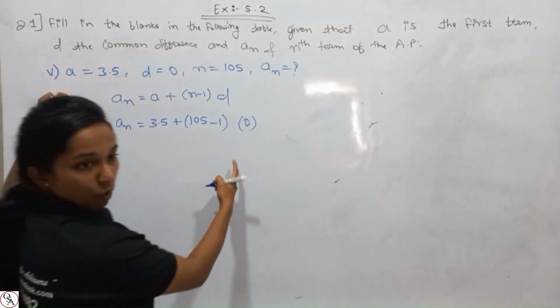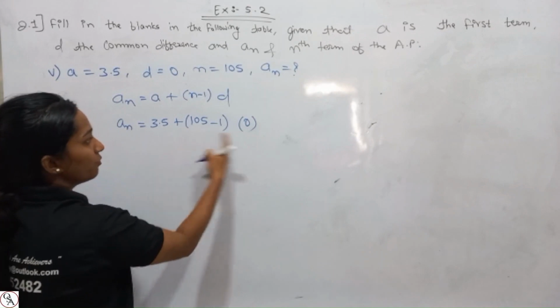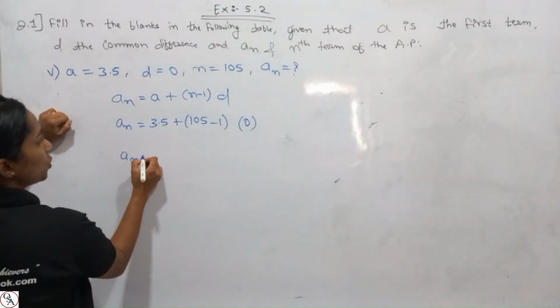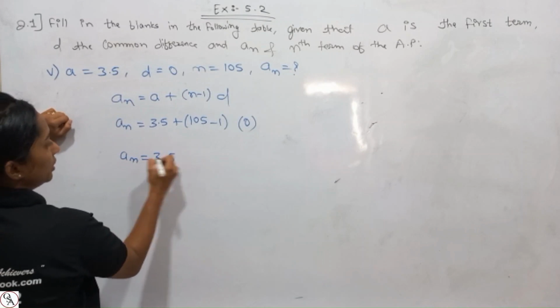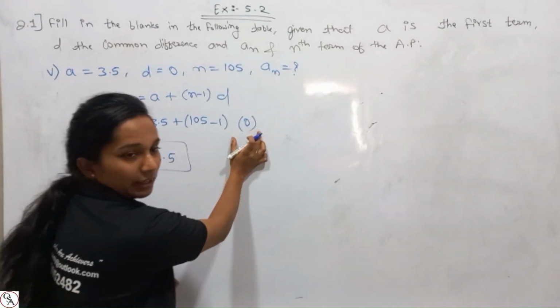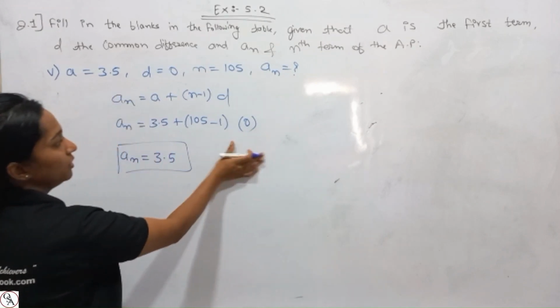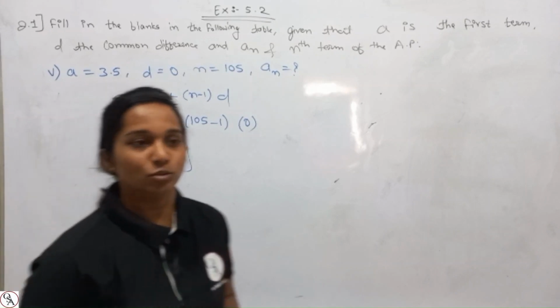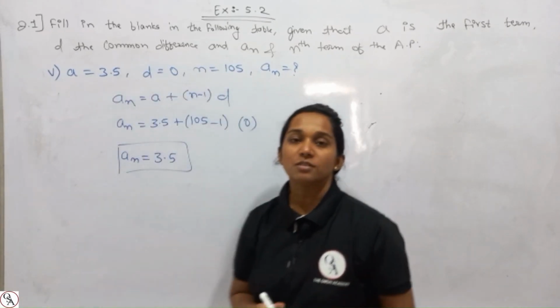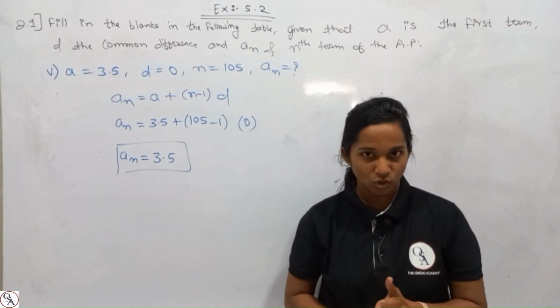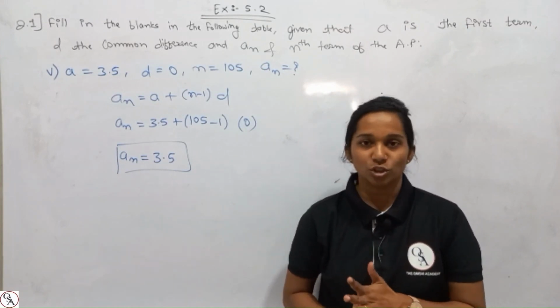It means what? As d is 0, this whole term will become 0 as it is with multiplication. So a n is nothing but 3.5. No need to do any calculation here because there is a 0 and it got 0. So this is how we got the answer: a n is equal to 3.5. And student, this is how we completed question number 1 from exercise 5.2, and now we will see question number 2.